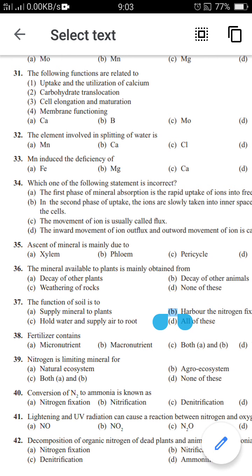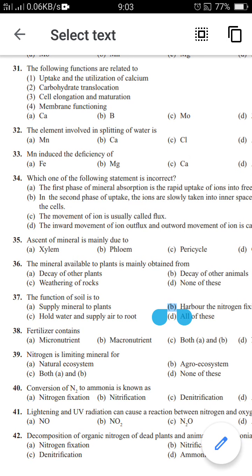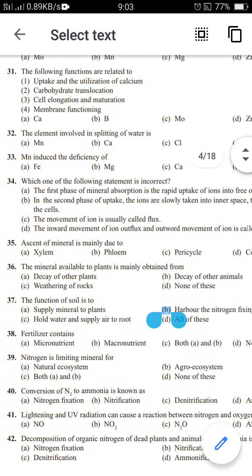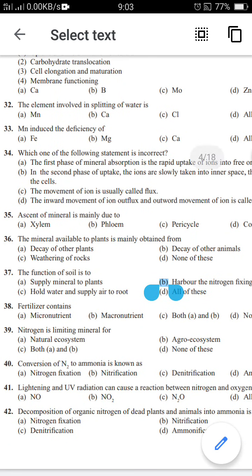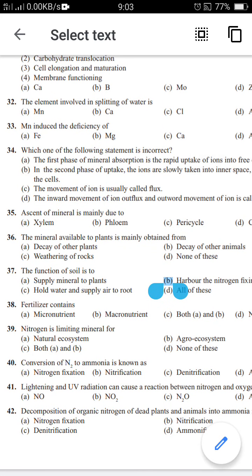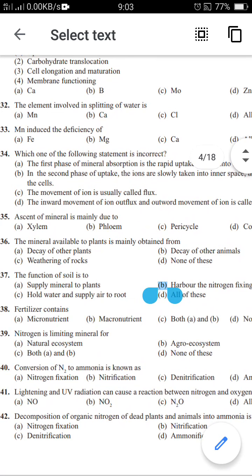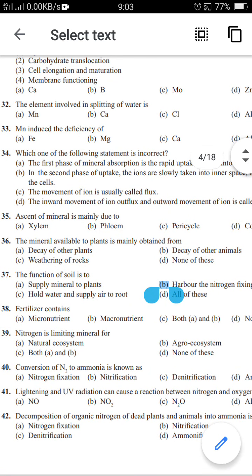32. The element involved in splitting of water is option A Mn, option B Ca, option C Cl, and option D all. So the correct answer for this question is option D, all. Mn, Ca, Cl elements are responsible for water splitting.